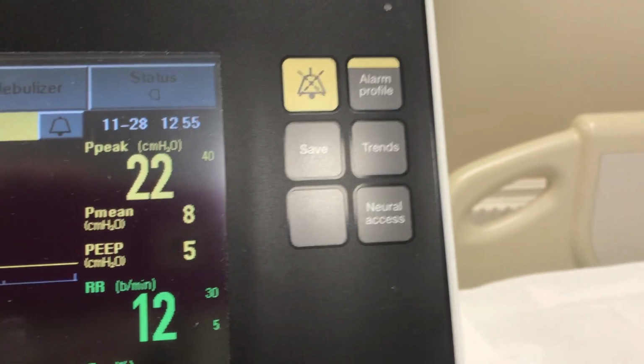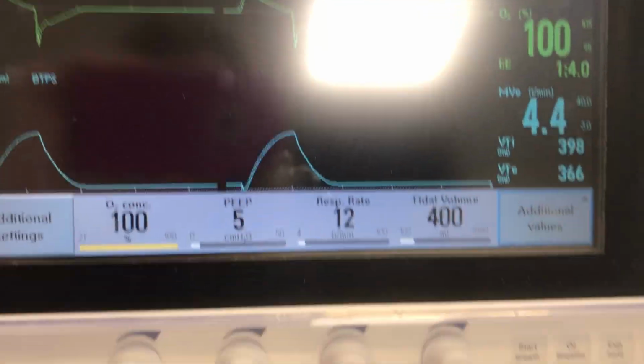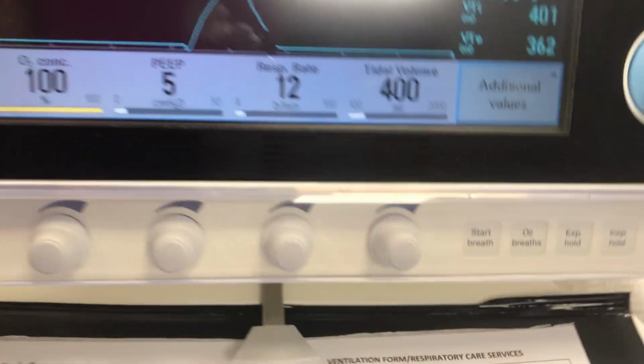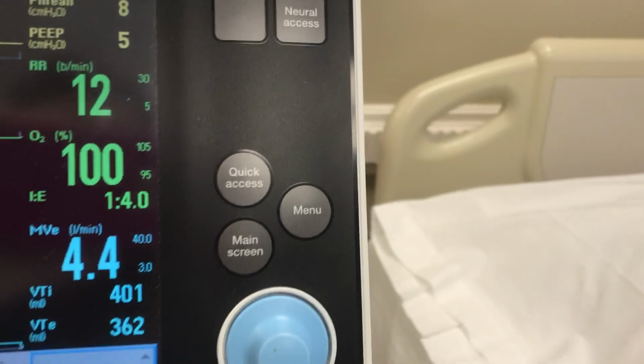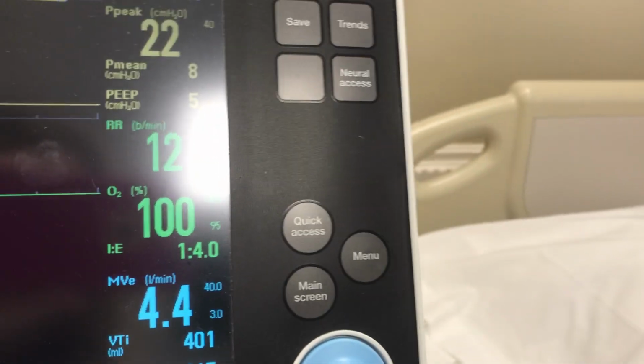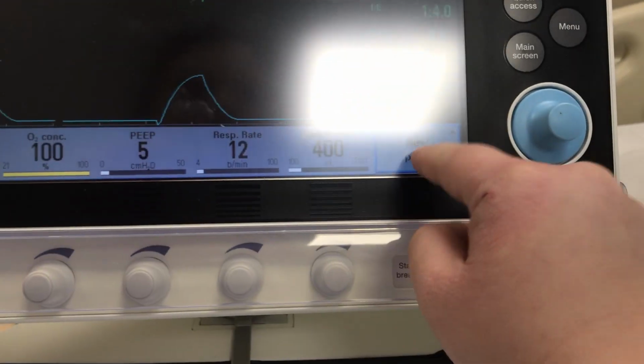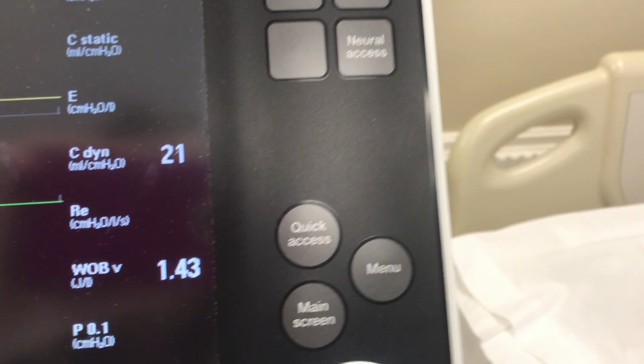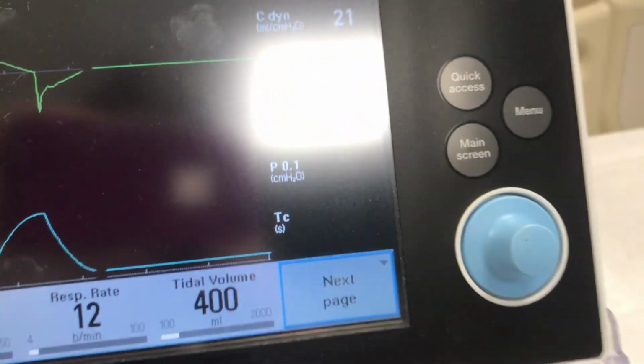Peak pressure, which is at the top. And I'd write that down. I would look at my IE ratio right there and I'd write it down. I would go and look at my dynamic compliance and write that number down.